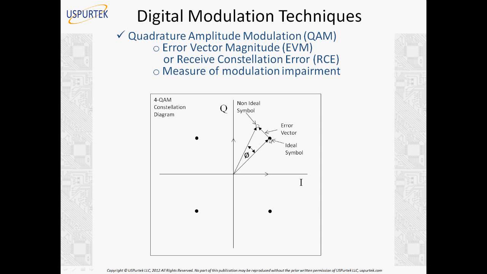So when you actually receive your QAM signal, you might find that your symbol has shifted in phase. Actually, there is a phase drift of phi. Now, for the error vector, we draw a tangent from the ideal symbol to the non-ideal symbol. The magnitude of that tangent is the error vector, and that helps us determine the error vector magnitude. So it's simply a measure of how much phase noise or impairment is present in QAM.